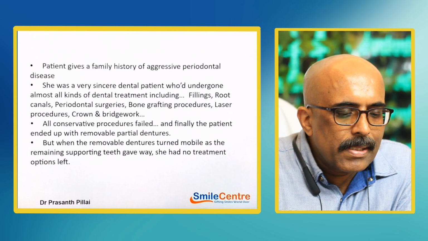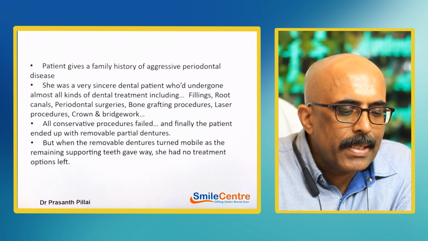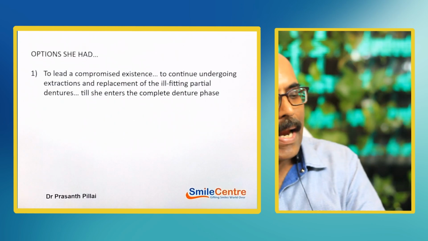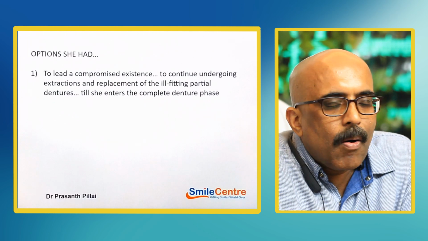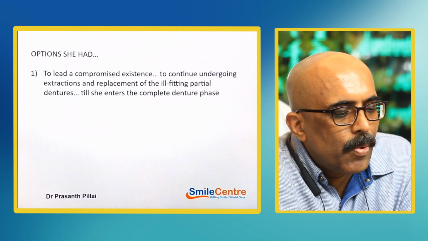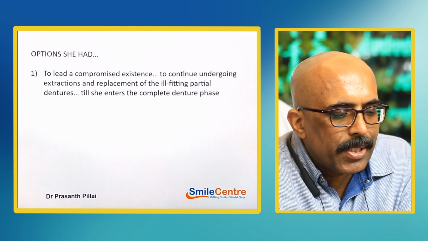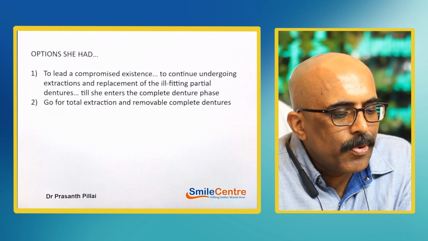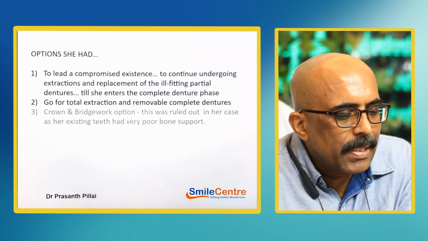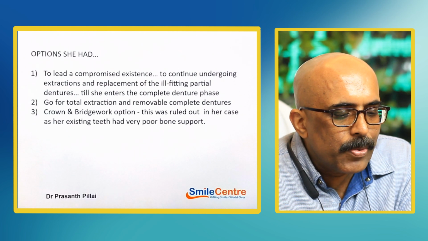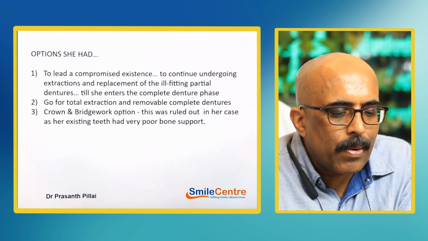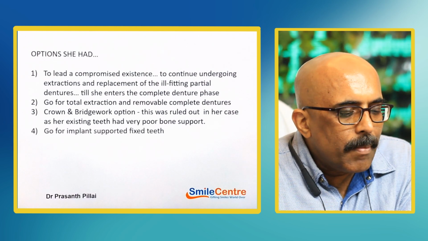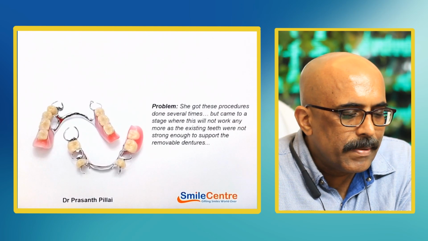But when the removable dentures turned mobile, as the remaining supporting teeth gave way, she had no other treatment option left. So the options she had: number one, to lead a compromised existence, to continue undergoing extractions and replacement of the ill-fitting partial dentures till she enters the complete denture phase. Number two was to go for total extraction and removable complete dentures. Number three was to go in for crown and bridge work, but this was ruled out in her case as her existing teeth had very poor bone support. And number four, to go for implant supported fixed teeth.